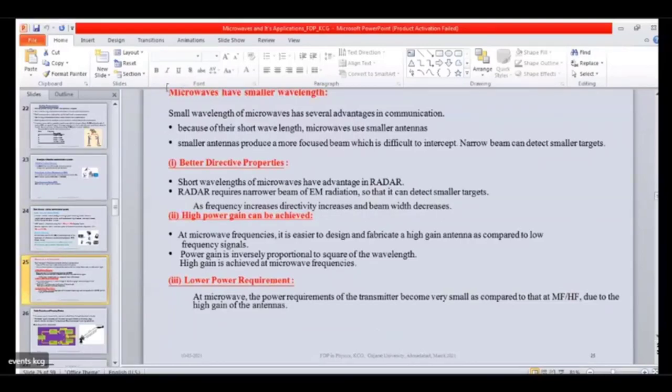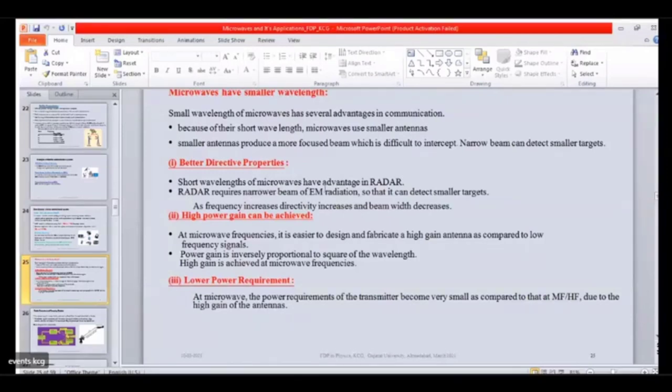And another important property of microwave is that it has a very small wavelength. We have seen that microwaves have a wavelength of the order of centimeters. And the advantage of having small wavelength is that the antenna size is reduced greatly, right? And reduced antenna size is advantageous in the radar system, right? So these short wavelengths of microwaves have advantage in the radar system.